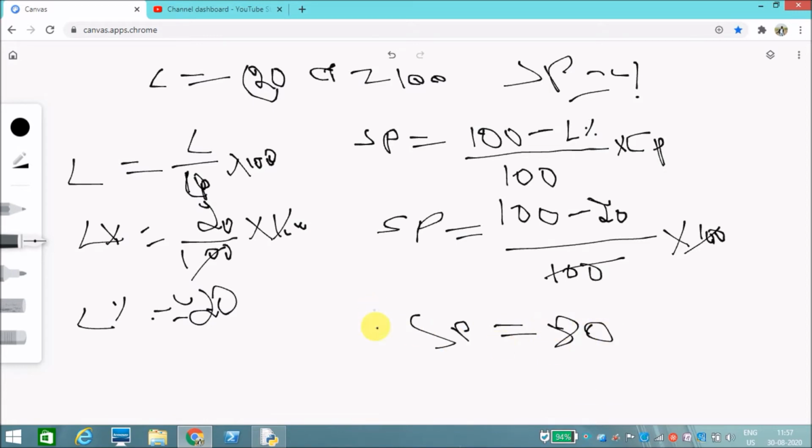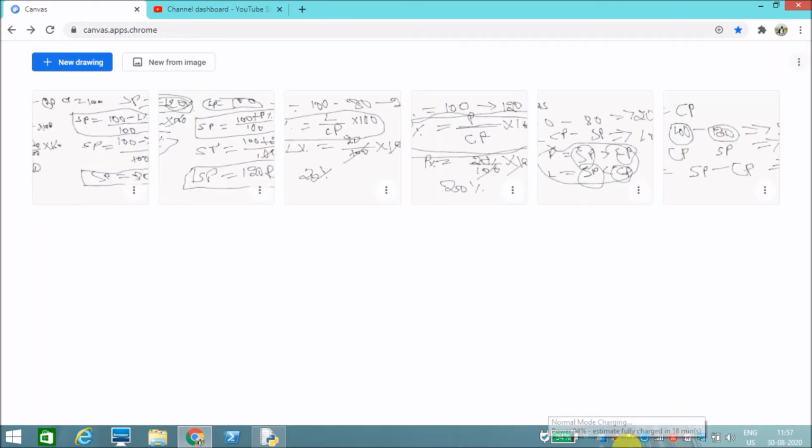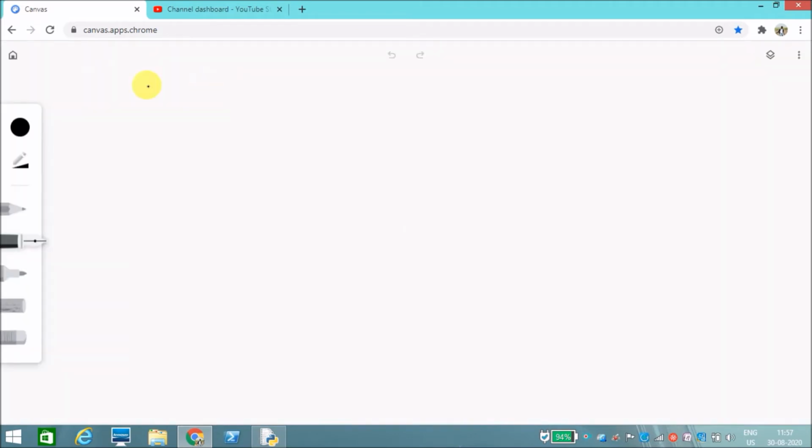Okay, now 100 cancel, 100 minus 20, so selling price is equal to 80. Like this we can find the selling price using this formula. Okay, until now what have we got to know? How to find the profit? Profit can be found by selling price minus cost price. How to find the loss? Cost price minus selling price.